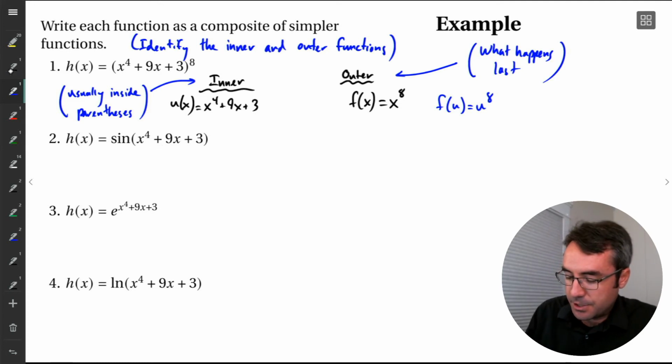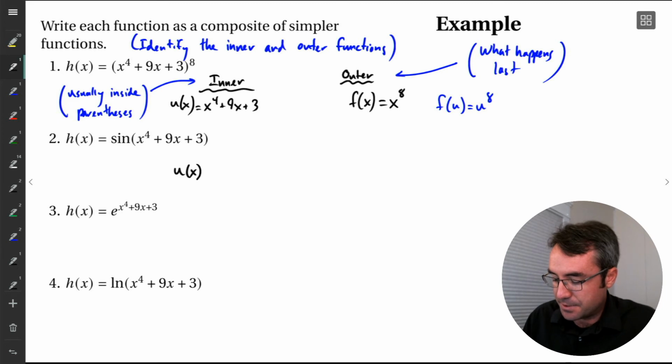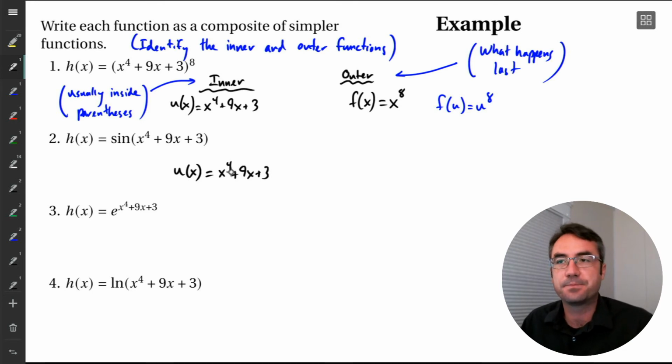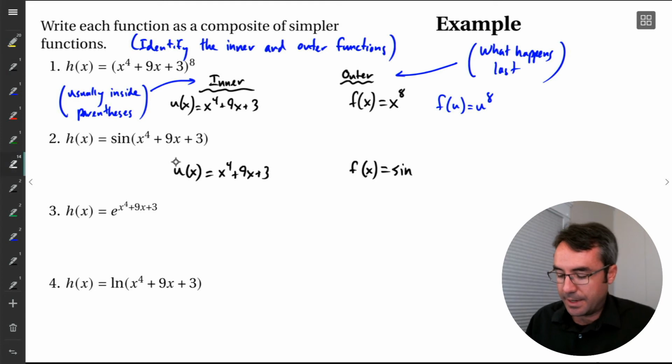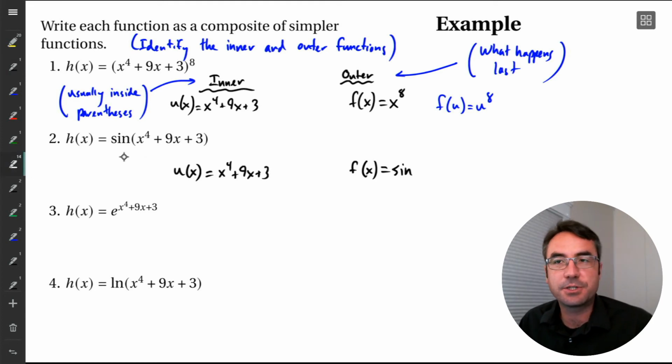So the inner function is going to be u of x, and it's going to be that same polynomial that we had in that first example. And our outer function here is going to be our sine function. And we could be using f of x if we wanted to. And a way to picture what the outer function is, is to cover up everything you're saying is going to be the inner function.